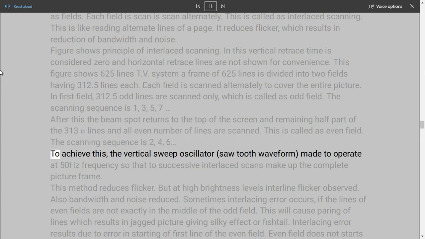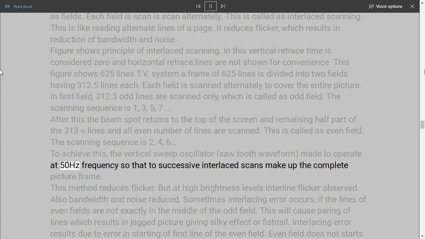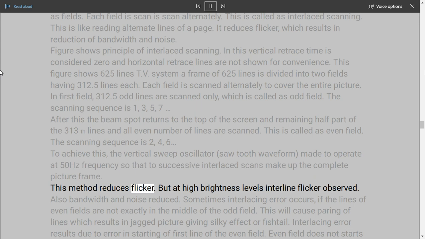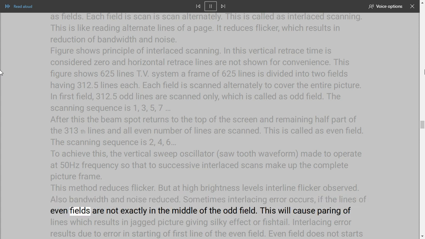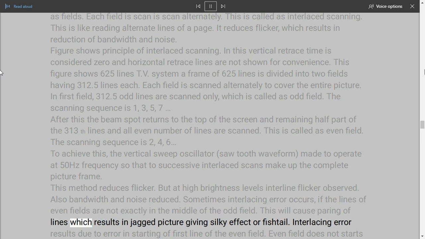To achieve this, the vertical sweep oscillator sawtooth waveform is made to operate at 50 Hz frequency so that two successive interlaced scans make up the complete picture frame. This method reduces flicker, but at high brightness levels interline flicker is observed. Also bandwidth and noise are reduced. Sometimes interlacing error occurs if the lines of the even field are not exactly in the middle of the odd field. This will cause pairing of lines, which results in a jagged picture giving a silky effect or fishtail.